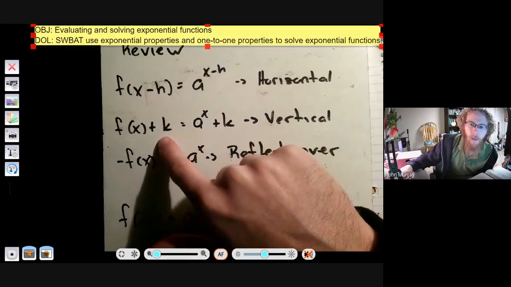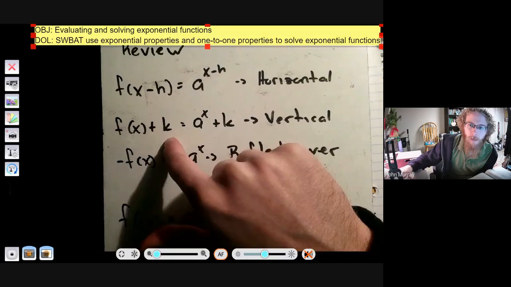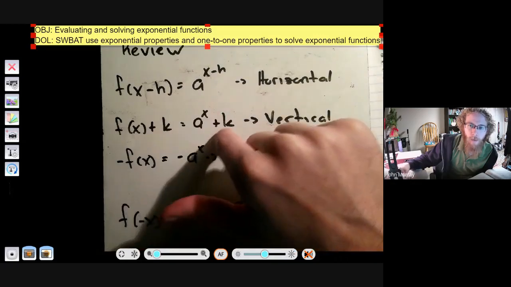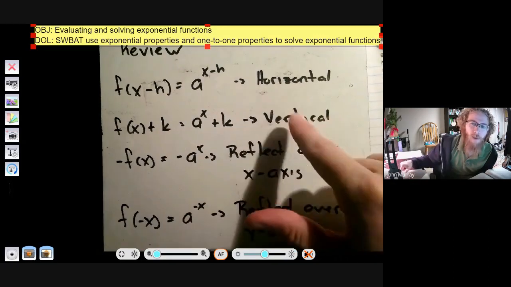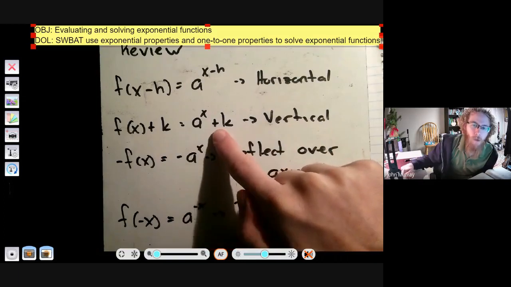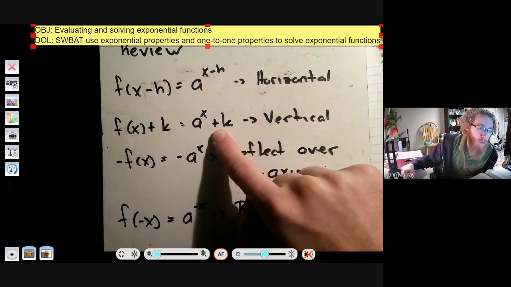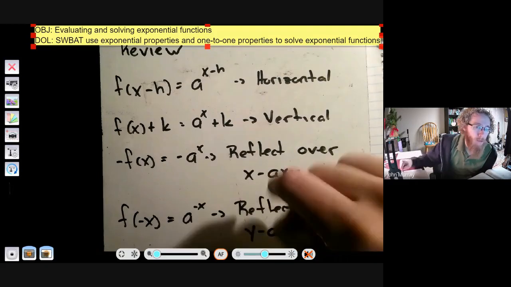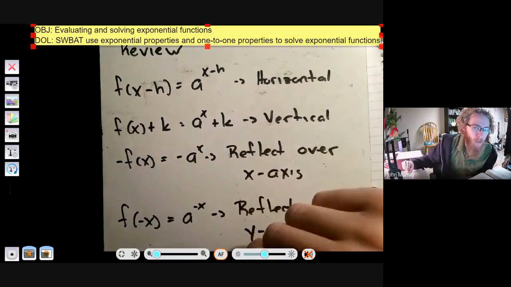If you're adding a value to the outside of the function, so if you had a to the x plus 10, that's a vertical translation. Now that translation is directly what you see. If you're adding, you go up. If you're subtracting, you go down. Okay, it's common sense for that one.